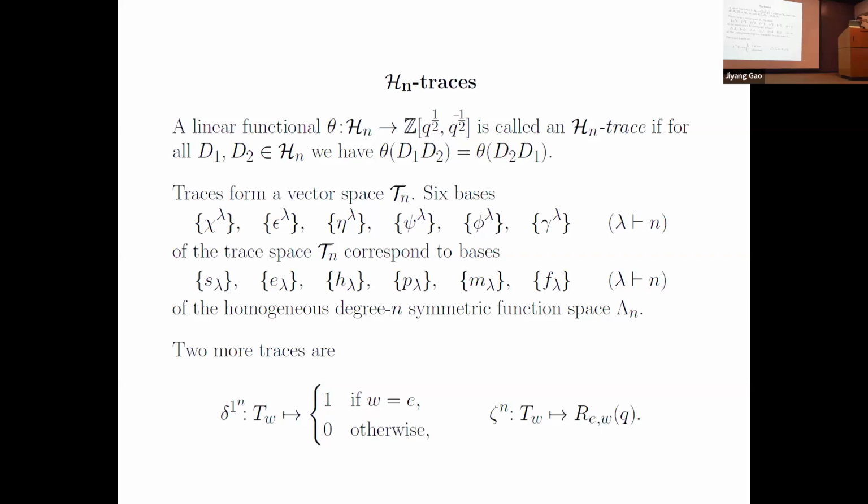Another trace, delta 1^n, maps T_w to 1 if the cycle type of w is 1^n and 0 otherwise. Another trace, zeta n, maps T_w to R_w, which is summed.